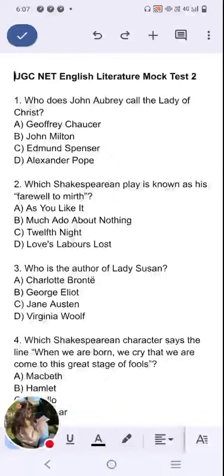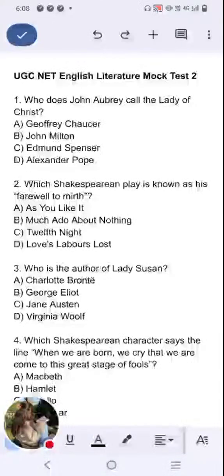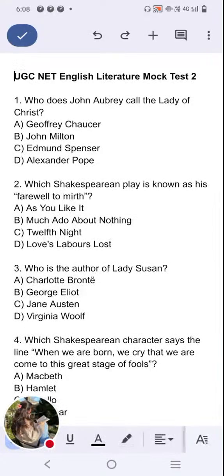Who does John Aubrey call the Lady of Christ? Option A, Chaucer. Option B, Milton. Option D, Alexander Pope. The question is, who does John Aubrey call the Lady of Christ? If you know the answer, you can say it in the message box. And I'll give you a hint. The writer is the author of the epic Paradise Lost.